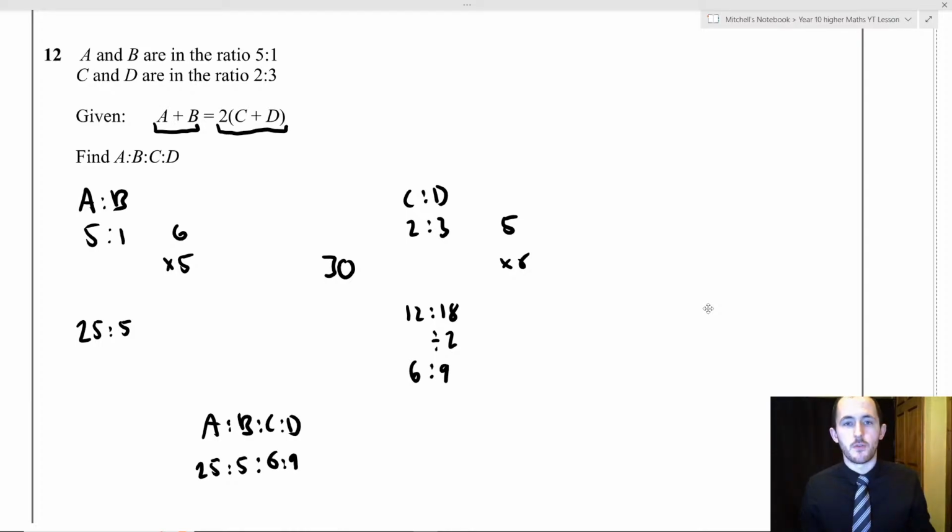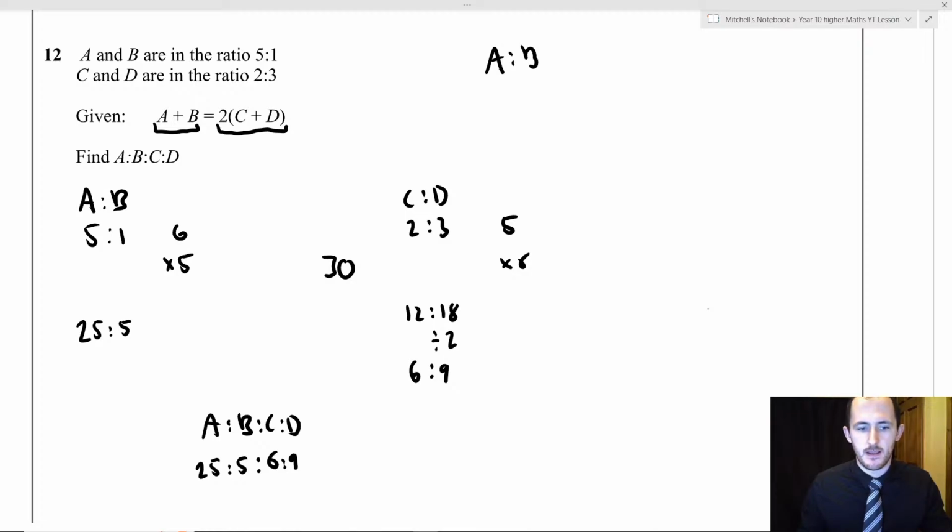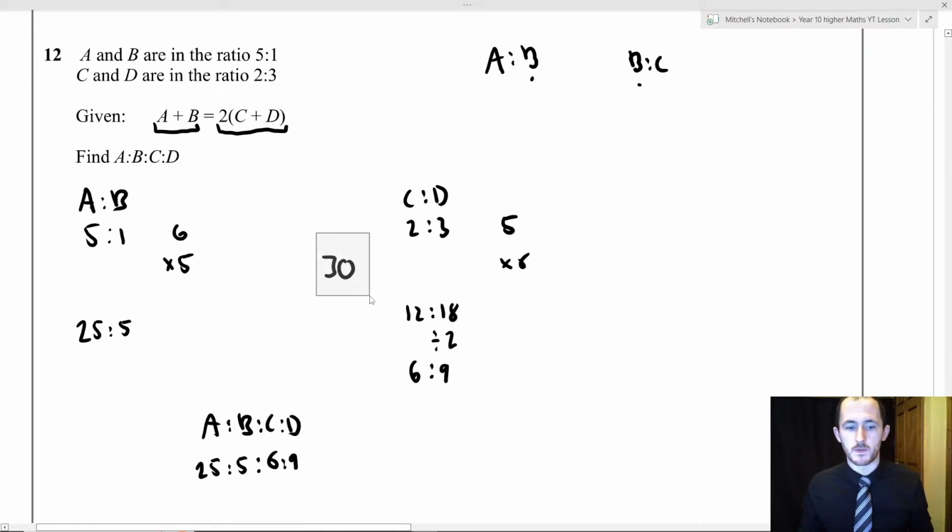Yes. So normally, when I want to combine a ratio, I have to have common letters. Like it might be something like A to B, and then I have B to C. I can combine that if I make the B's the same. But if we have no letters in common, I have to split them into their lowest common multiple.